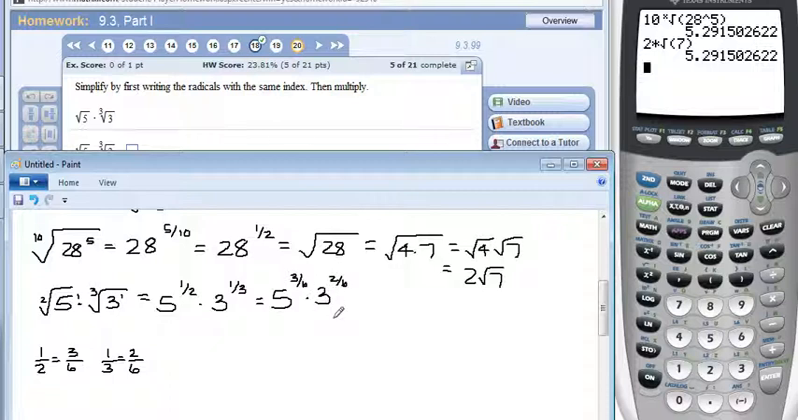I can't add these because my bases are not alike. Okay, but I'm just changing them so my indexes are. So I'm going to go back to more of a radical form. I've got the 6th root of 5 cubed times the 6th root of 3 squared. Now I have the same index, so these can be combined into one radical. And I have 5 cubed times 3 squared.